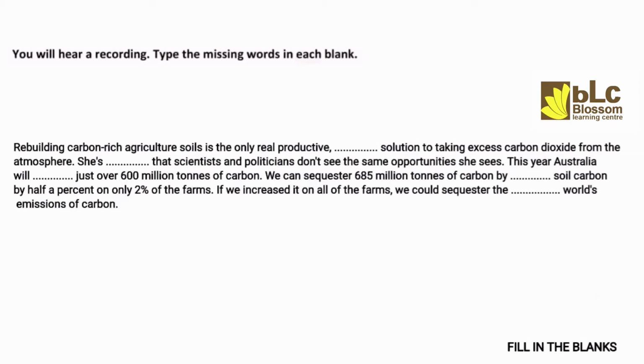Rebuilding carbon-rich agricultural soils is the only real productive, permanent solution to taking excess carbon dioxide from the atmosphere. She's frustrated that scientists and politicians don't see the same opportunities she sees. This year, Australia will emit just over 600 million tons of carbon. We can sequester 685 million tons of carbon by increasing soil carbon by 0.5% on only 2% of the farms. If we increased it on all of the farms, we could sequester the whole world's emissions of carbon.